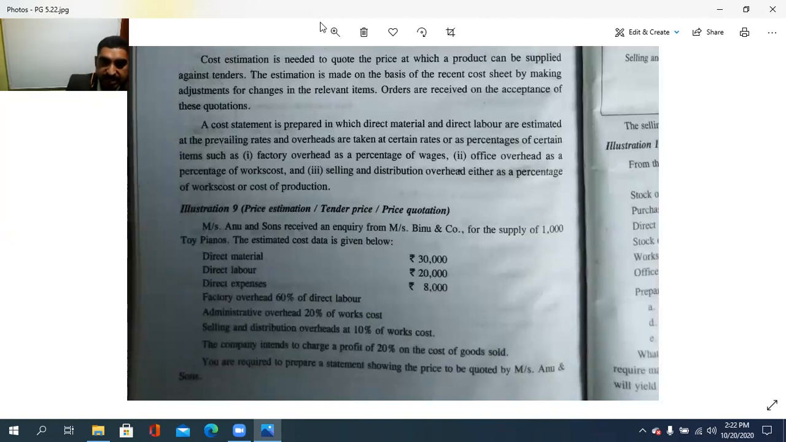You are required to prepare a statement showing the price to be quoted by Messrs. Anu and Sons. So cost sheet or tender is what it is called.